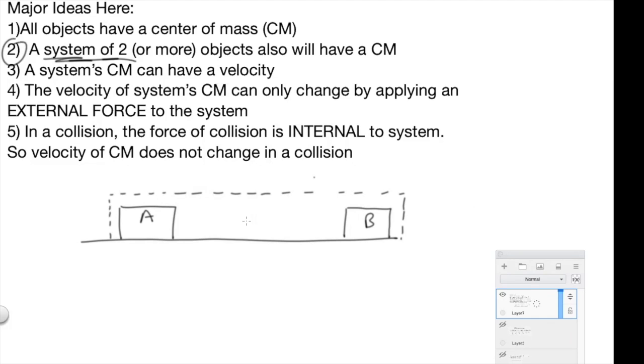What if block B had more mass than block A? So let's say you got big block B. Well, if block B had more mass, then the center of mass would be closer to block B. So you can talk about the center of mass of a system of objects, just meaning more than one object.